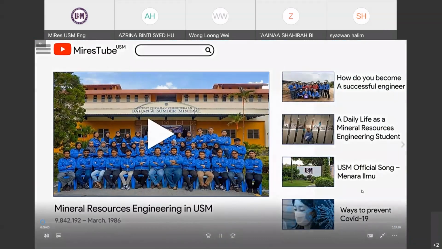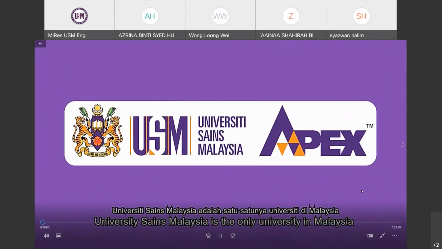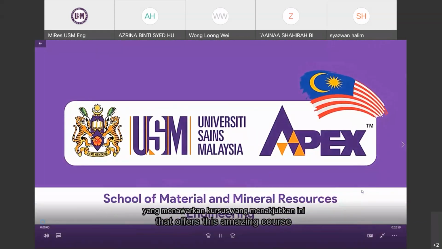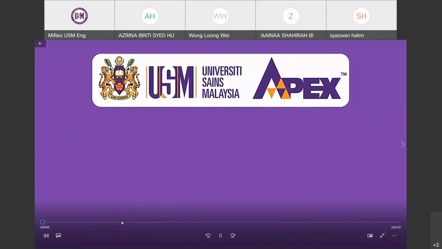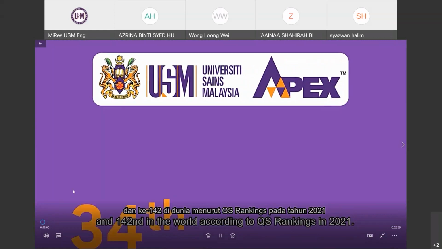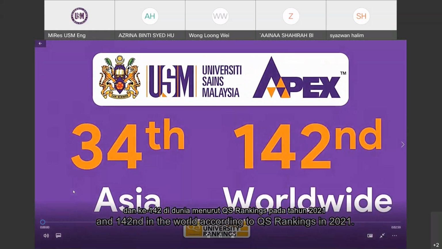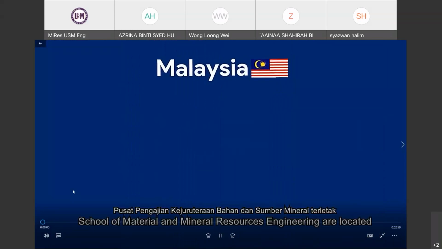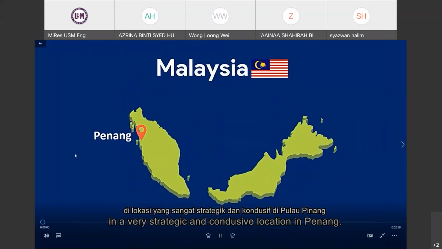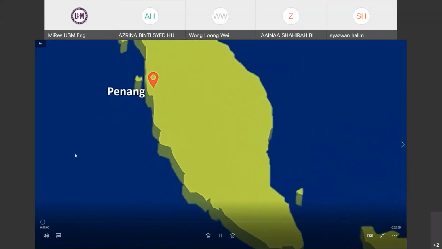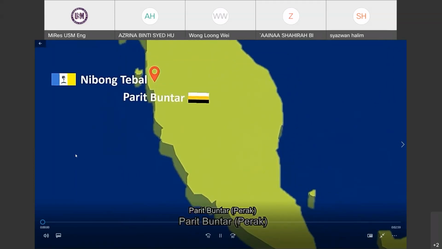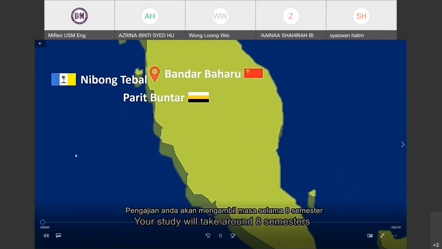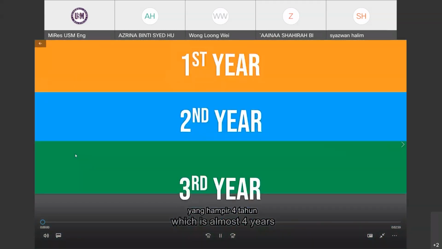Let's click this one. Universiti Sains Malaysia is the only university in Malaysia that offers this amazing course. Be proud because USM is one of the leading universities with excellence in mind. USM stands among the greats in Asia with the ranking of 34th in Asia and 142nd in the world according to the QS ranking in 2021. The School of Materials and Mineral Resources Engineering is located in a very strategic and conducive location in Penang. It is near the famous tri-border of 3 states, which is Nibong Tebal, Penang, Parit Buntar, Perak, and Bandar Baharu, Kedah. Your study will take around 8 semesters, which is almost 4 years.